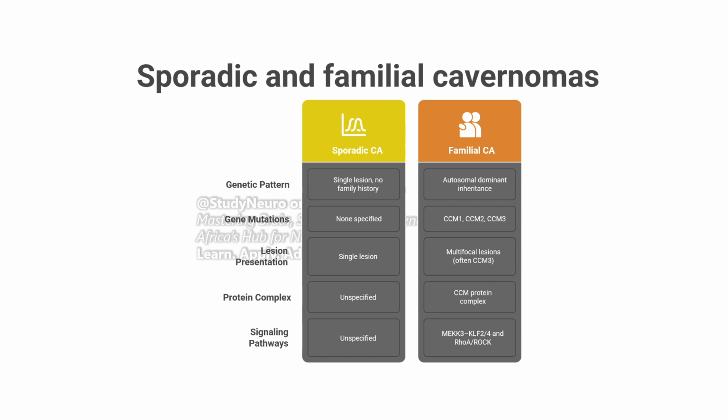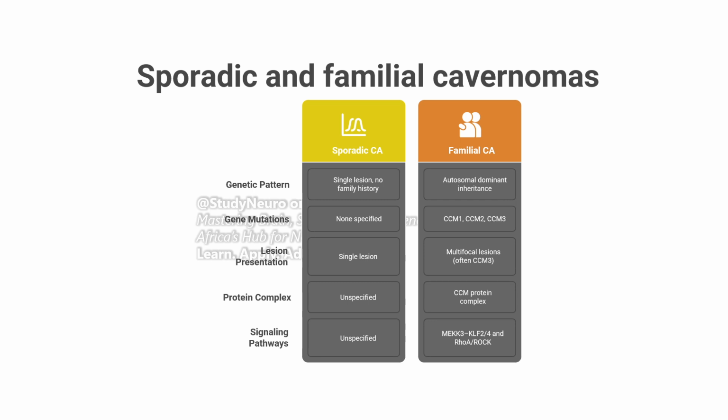Cavernomas can be sporadic, typically presenting as a single lesion with no family history, or familial, following an autosomal dominant pattern. Familial cases are linked with mutations in certain genes, and the familial cases are further classified into cerebral cavernous malformation, or CCM, type 1, type 2, and type 3.